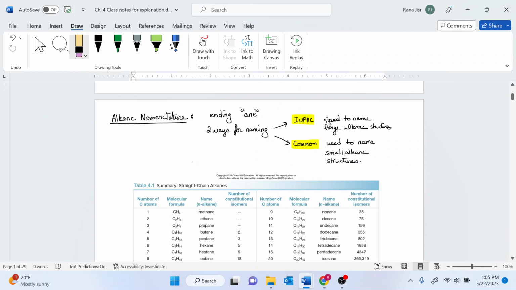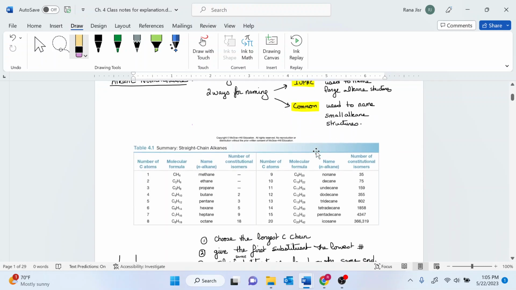There are two methods that we're going to use to name alkane chains. One is the systematic method of naming large alkane chains. We call it the IUPAC method, or the systematic name. And the other one is to name smaller alkanes, and this is the common method. To name alkanes, we're going to use this table in here, and the numbers of carbons that you would need to know how to name are from carbon 1 until carbon 20.